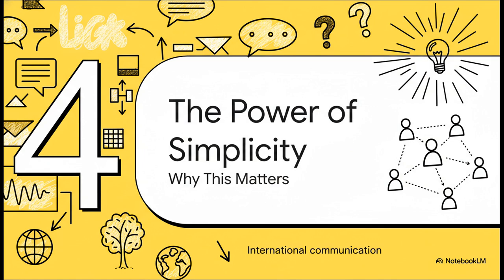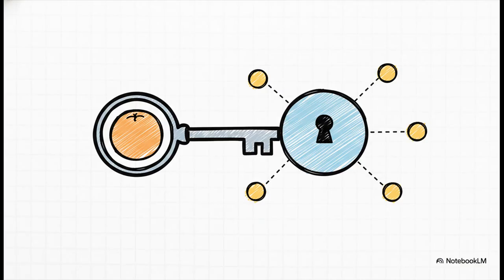But what's the big takeaway here? I mean, why does any of this really matter? It shows us that a word like orange, when you look at it through this lens, isn't just a word anymore. It's a key. It's a piece of a powerful, deliberate system built for global understanding. It really proves that simplicity isn't a limitation. It's a tool for incredibly clear and powerful communication.